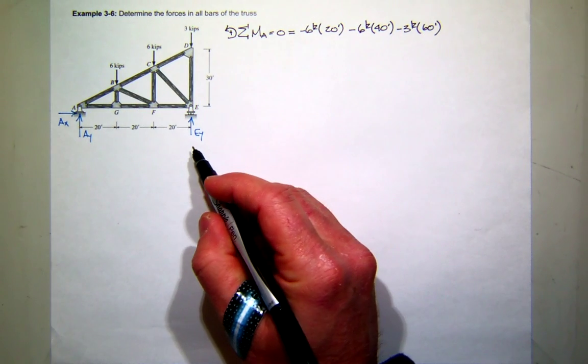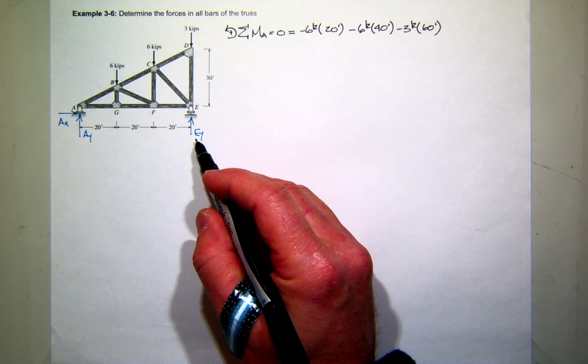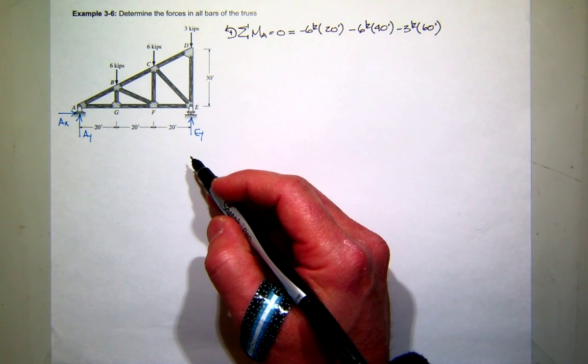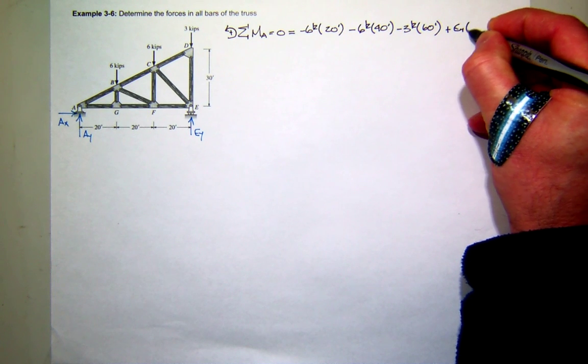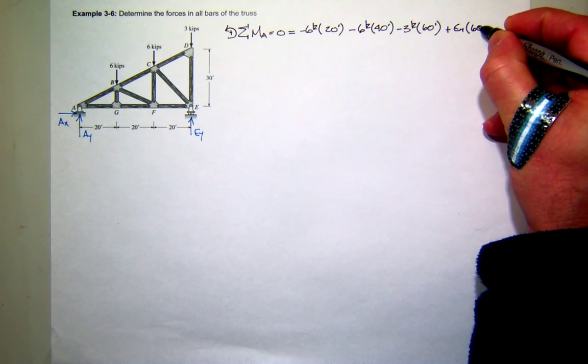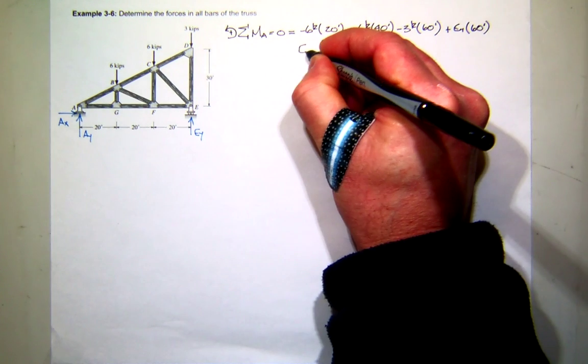And then I have my reaction at EY. What kind of moment does that create about A? Positive, right? And that has a moment arm of 60. So what's EY equal to?